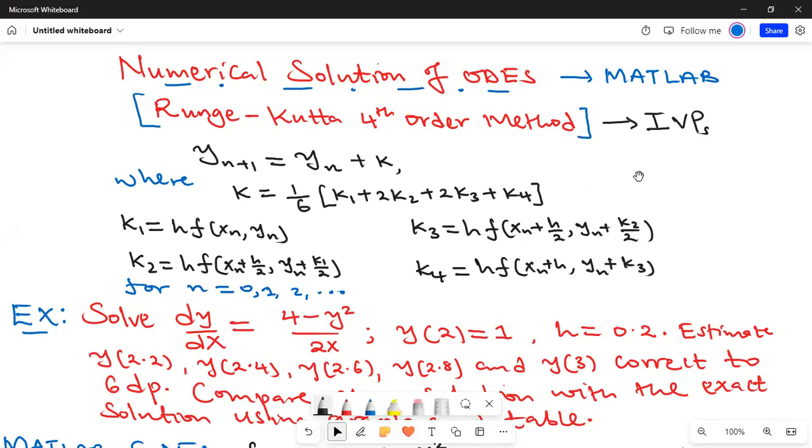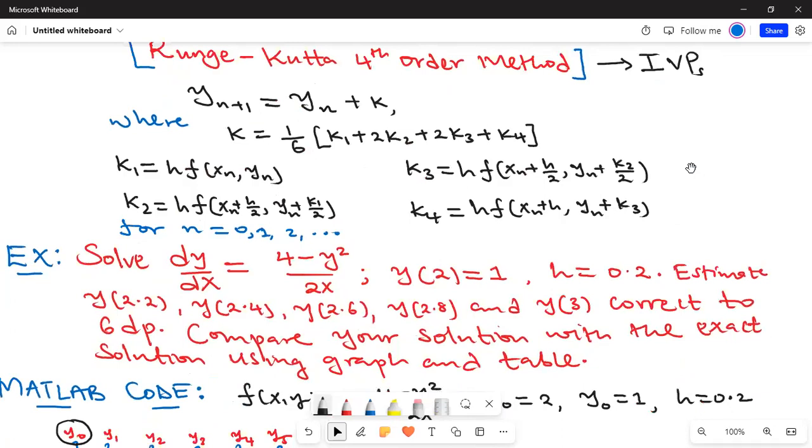Today we are going to look at numerical solution of ODEs using MATLAB software, and our topic is on the Runge-Kutta fourth order method. Remember, this is a method of solving initial value problems in the form of ODEs. Now the method is that y_{n+1} is equal to y_n plus k, where k is defined in this way. k1, k2, all the way up to k4, this is how they are given. We are iterating for n = 0, 1, 2, etc.